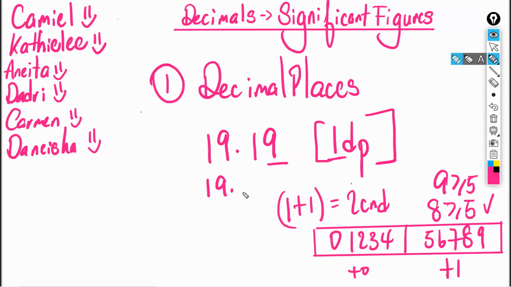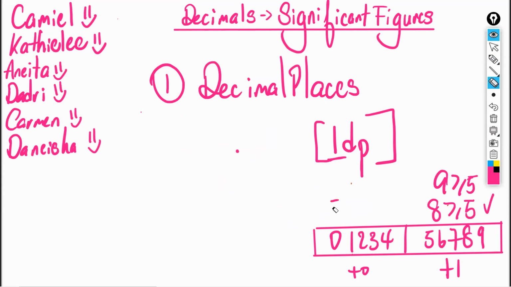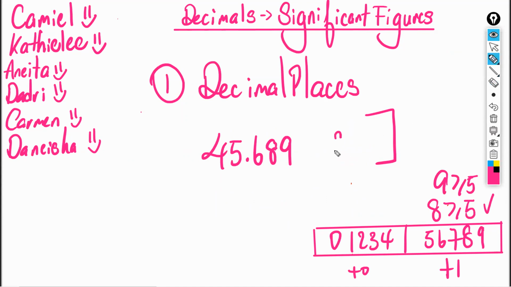So I think these are some good examples. Let me do one more, guys, just as a reminder. Suppose I have 45.689, right? And I want to put this to 2 decimal places, 2 DP.